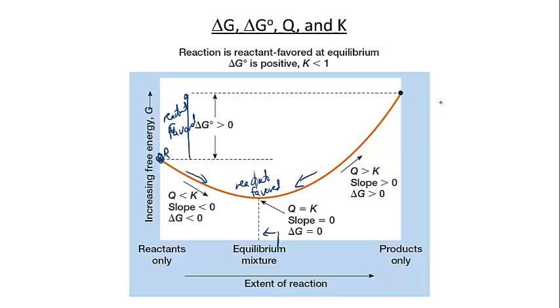A reaction that's very, very heavily reactant favored, as opposed to product favored, would look like this. It would go down just a little bit. The low point would be almost all reactants. So a reaction that doesn't want to go hardly at all is like that. The equilibrium mixture lies way, way towards the reactant side.